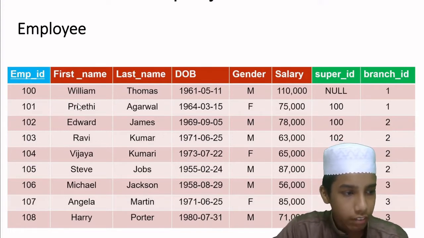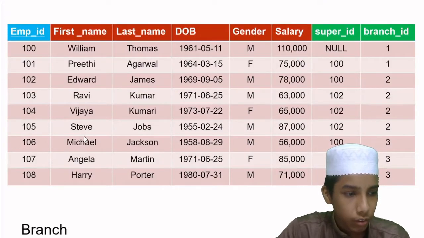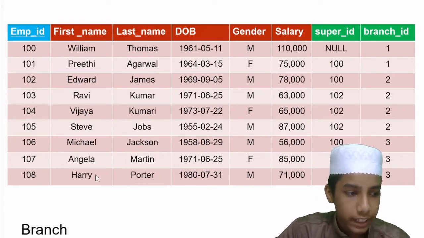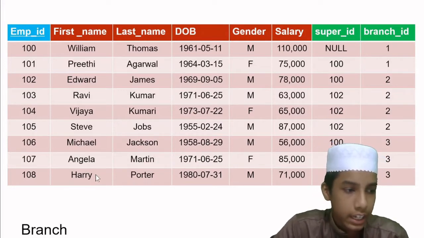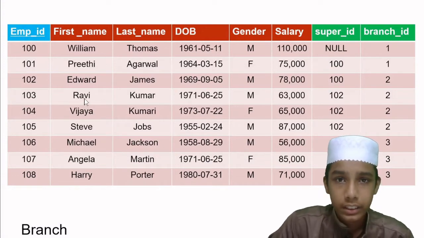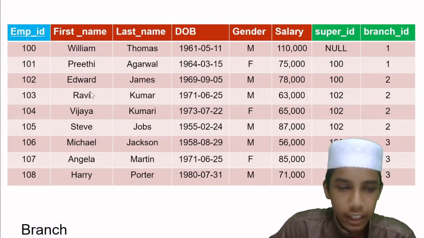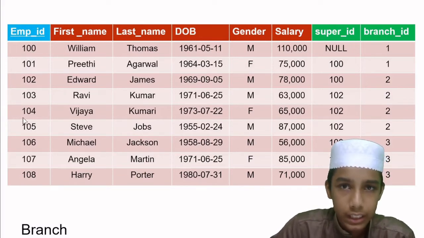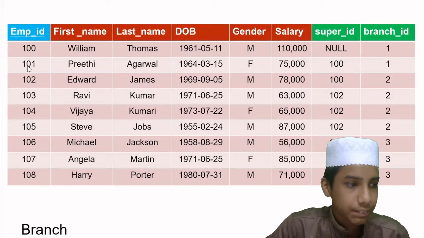Okay, we have all of the names like William Thomas, Preet Agrawal, Edward James and Steve Jobs, and all of them, we have 8 names. But we have like Harry Potter. Okay, instead of Harry Potter, if I give here William Thomas, we have this William Thomas, and if I give that William Thomas here only, we will be confused, right? So that's why in that case primary key comes in handy. In that case we can use these primary keys.